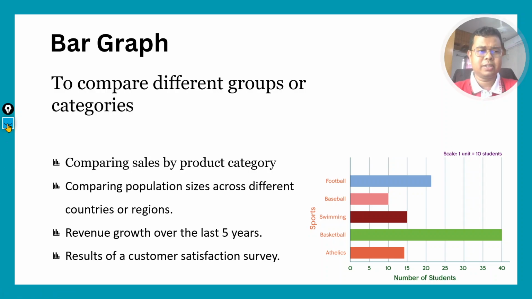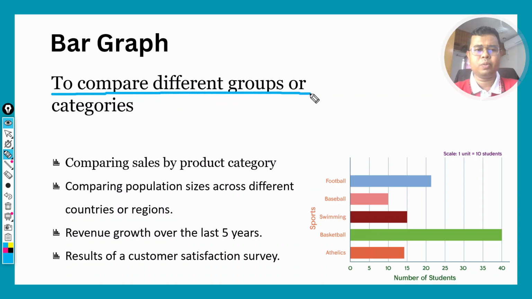So here you can see the bar chart. It's vertically arranged. When should we use the bar chart? Please see here: to compare the different groups or categories. Usually when we have some categorical data, for example, male, female, style of hair or color of hair, in this type of variable you can use the bar chart.